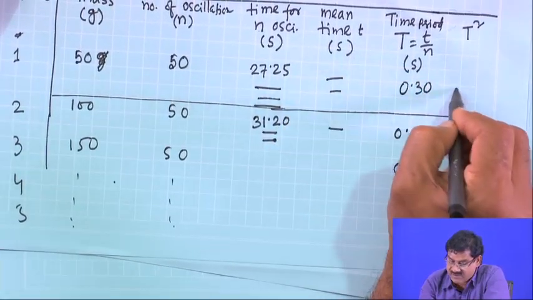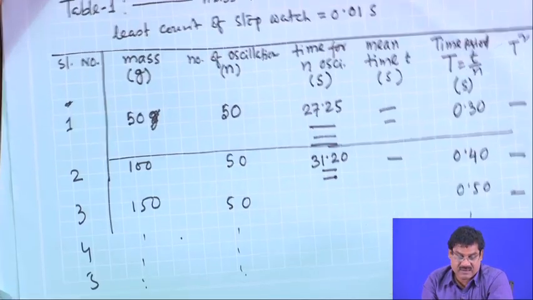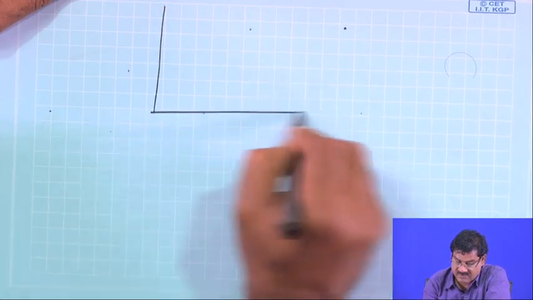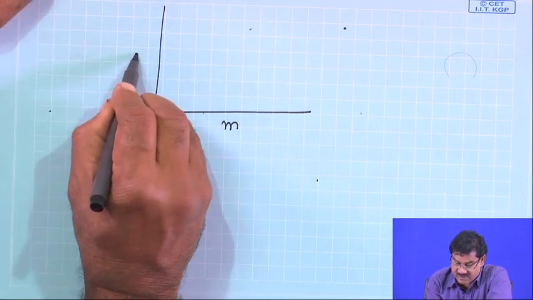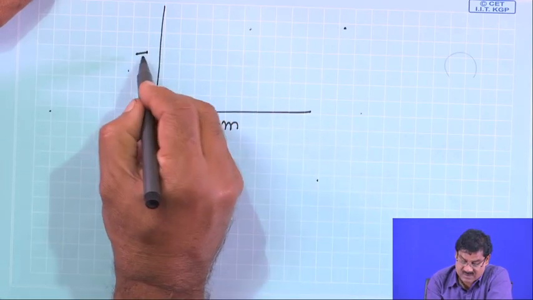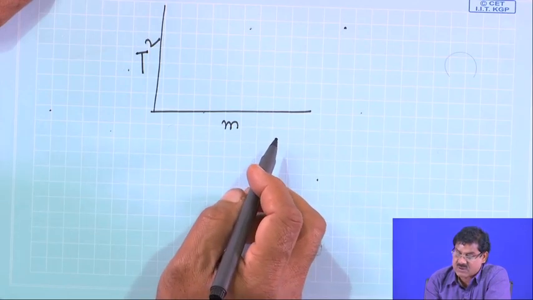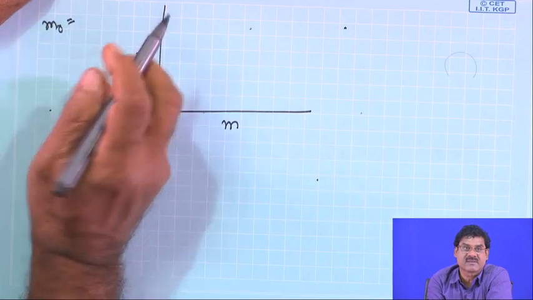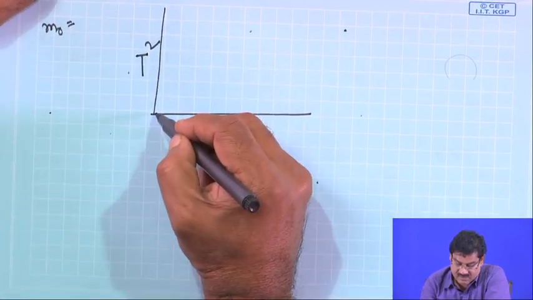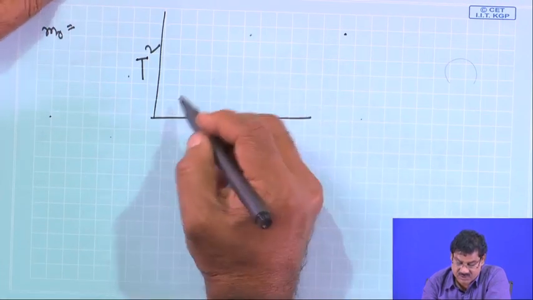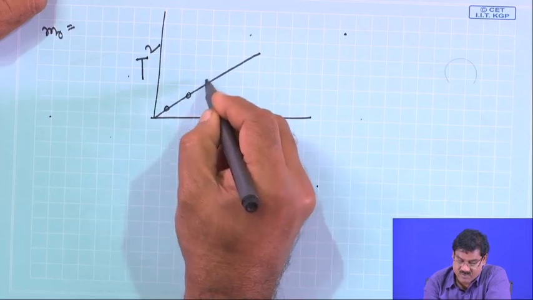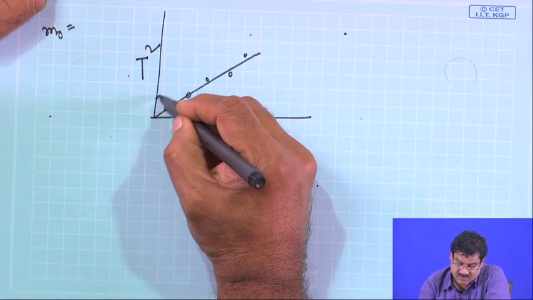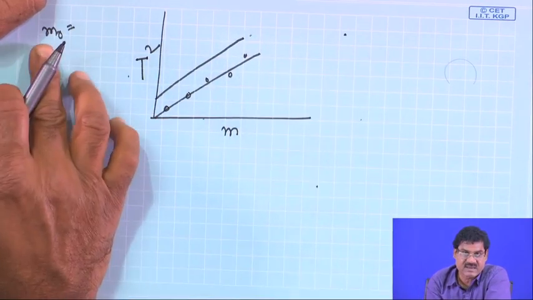Then take the square of it. Now, as I mentioned earlier, you should plot the graph. You are changing the mass and finding the time period for different masses. If I plot t square versus m, and if m 0 is neglected, made 0, then you will get a straight line passing through the origin, with your 5 points distributed like this. If you consider this m 0, then there will be an intercept.